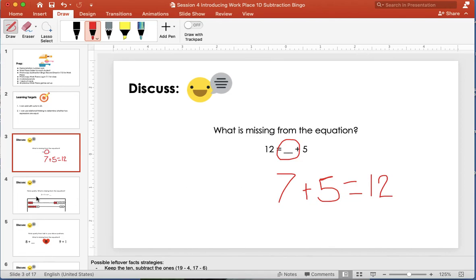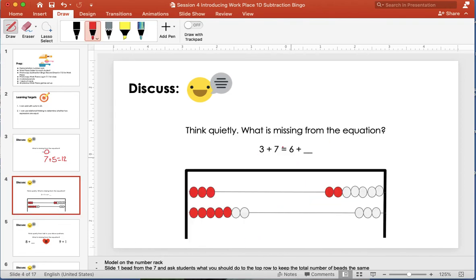Okay, let's look at another one. Okay, what is missing from this equation? So I have 3 plus 7 right here equals 6 plus blank. So obviously I'm missing another number, but when I'm looking at this, I want to know what 3 plus 7 is first, so then I know what number to put right here after 6. So 3 plus 7 is going to equal 10. Okay, so I want to know 6 plus what equals 10.